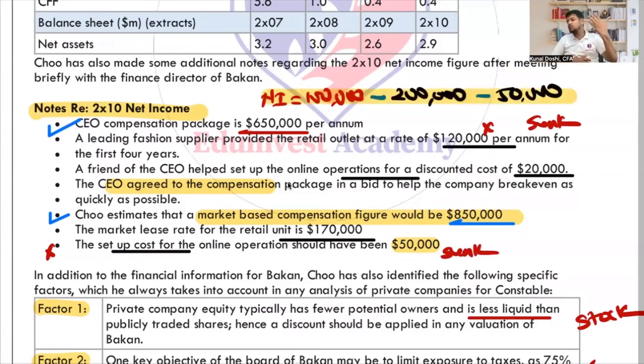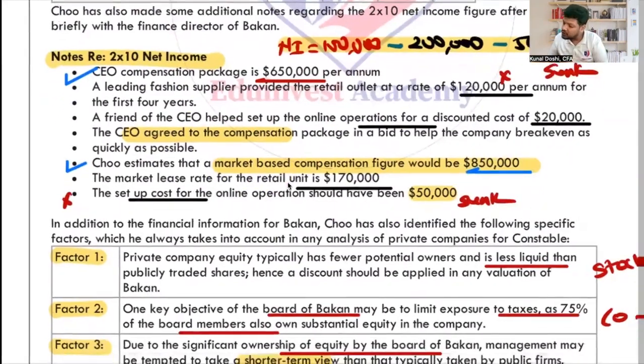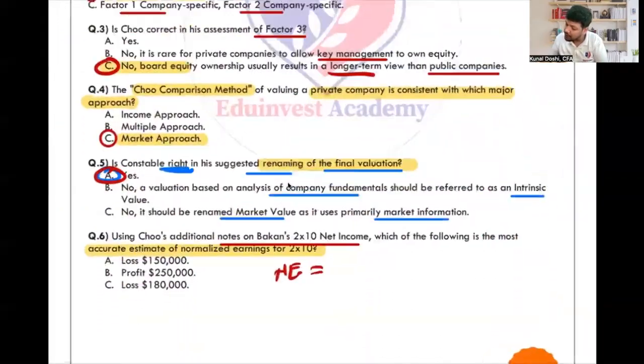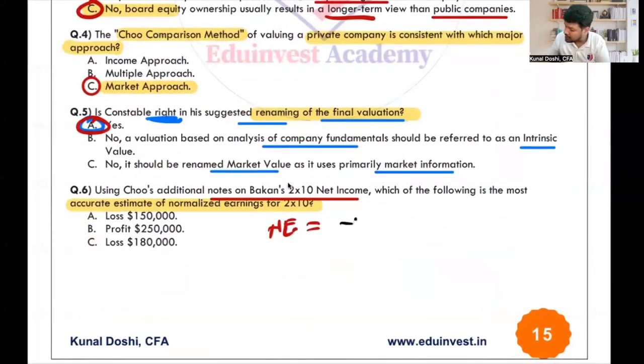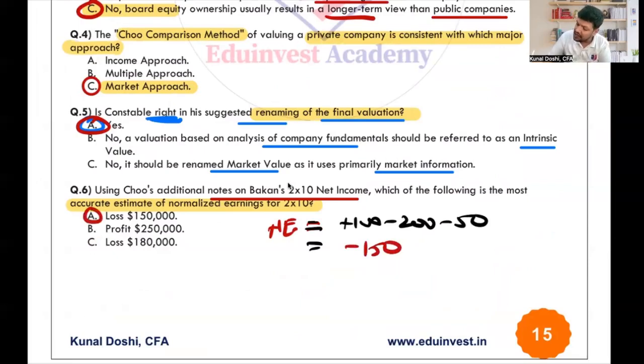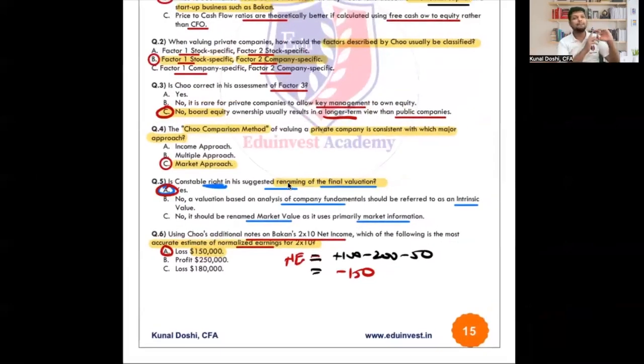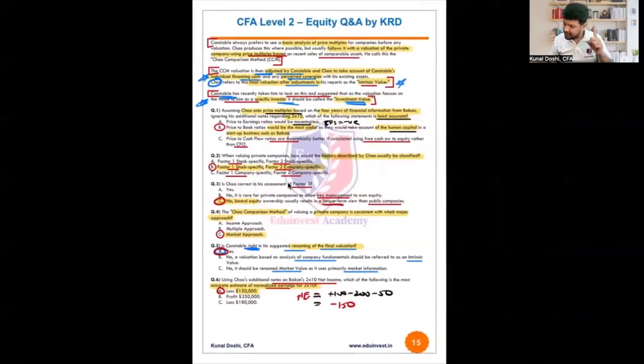So 100,000 minus 200 is minus 100,000, minus 50. So my normalized earnings should actually be minus 150,000: 100 minus 200 minus 50. Remember, here we are not adjusting for setup cost because it's a one-time sunk cost. We are looking for estimated normalized earnings. So in the future, there are not going to be differences in setup cost. Understood? Clear? Setup cost is one time, past, done. Very, very important.